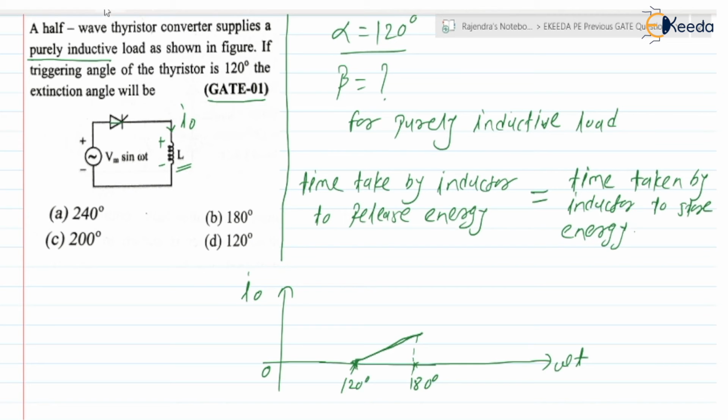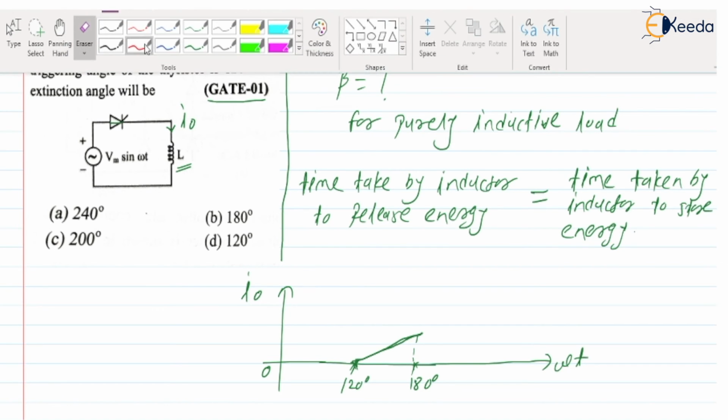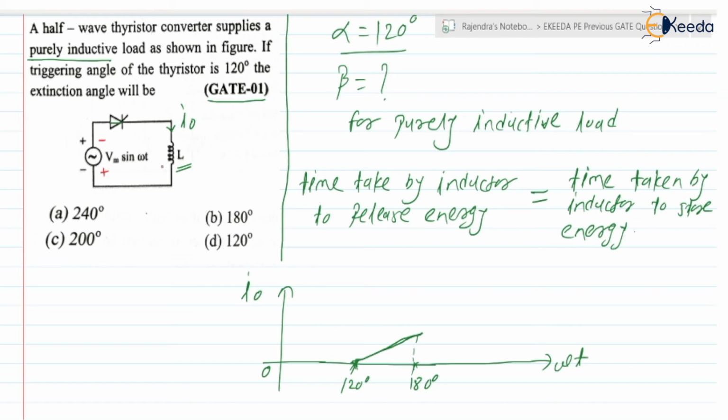After that, what will happen? After 180 degrees, the supply voltage polarity is reversed. The inductor opposes the sudden change in the current, so the energy stored by the inductor is released in opposition to the supply voltage and through the thyristor. For how much time will the inductor release the energy? From 120 to 180 is a total of 60 degrees, which means the inductor is storing the energy for 60 degrees. Therefore the inductor will take the next 60 degrees to release it.